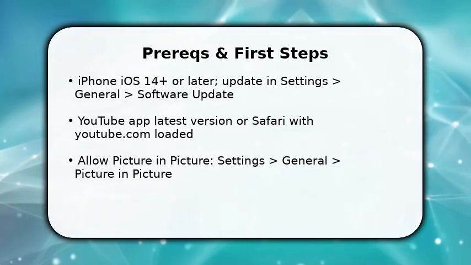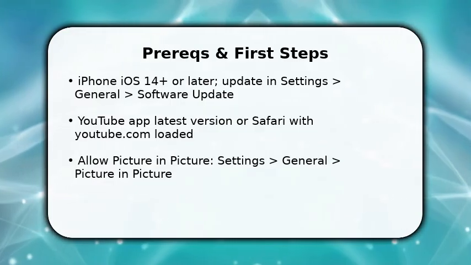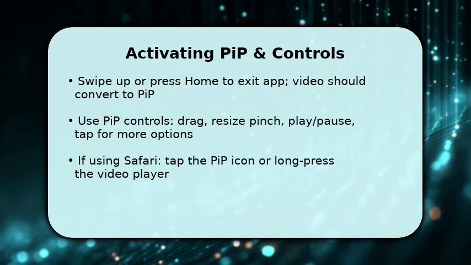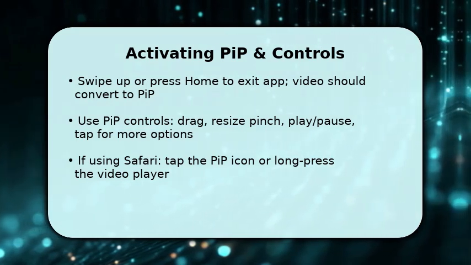This triggers the next step. Make sure background app refresh and notifications won't interrupt playback. Now you activate PiP. While playback runs, swipe up or press home to go to the home screen. The video should shrink into a floating window.